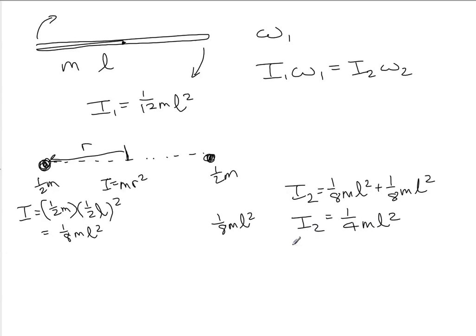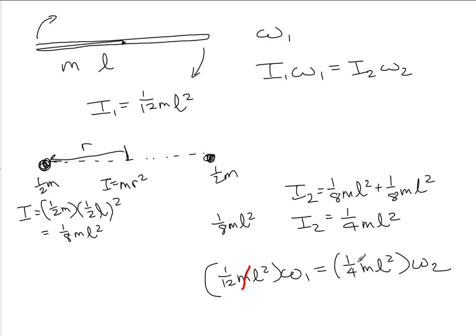And we can put that all together. So I1, which is 1/12 mass times the length squared, times omega 1 is going to be equal to our 1/4 mass times the length squared times omega 2. A whole bunch of stuff cancels out, namely the masses cancel out from both sides, and length squared cancels out, so we can get the answer easily from there.